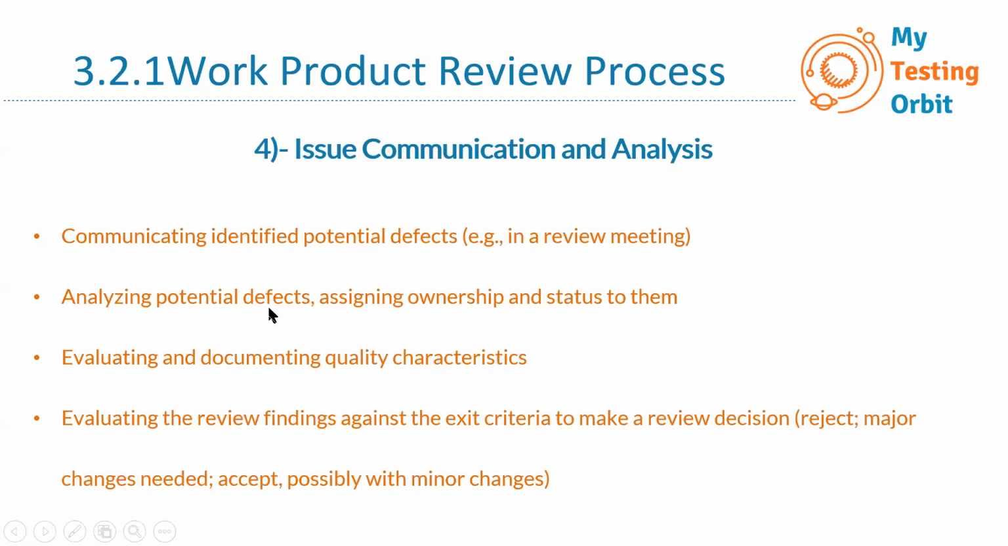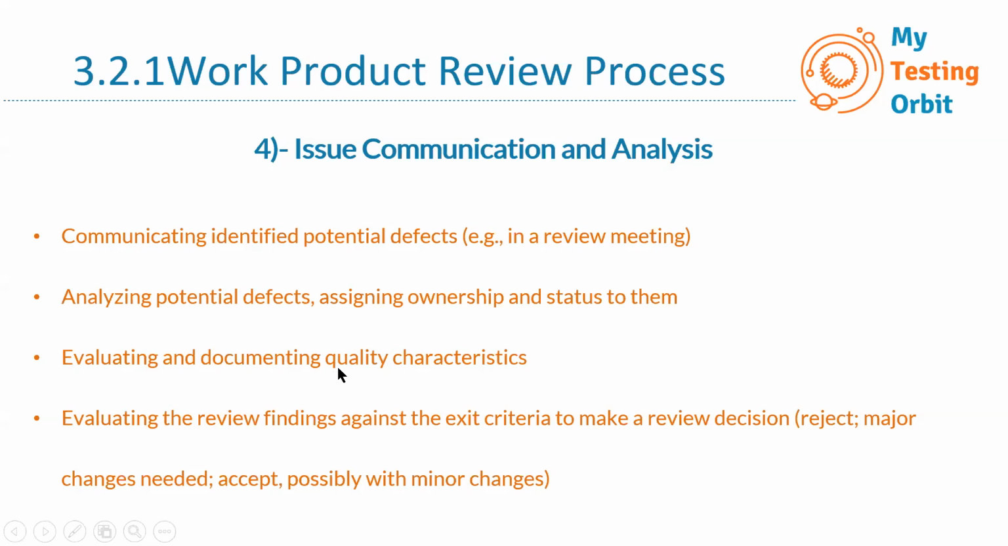So analyzing potential defects, assigning ownership and status to them. In that review meeting, all the identified defects can be discussed, and it can be analyzed whether they are high priority bugs or low priority, and whether we need to get them fixed, or who will be doing those defects. Maybe in that meeting, those defects will be assigned to someone, so that by the end of the meeting, we know who will be working on those defects, and they are not unassigned.